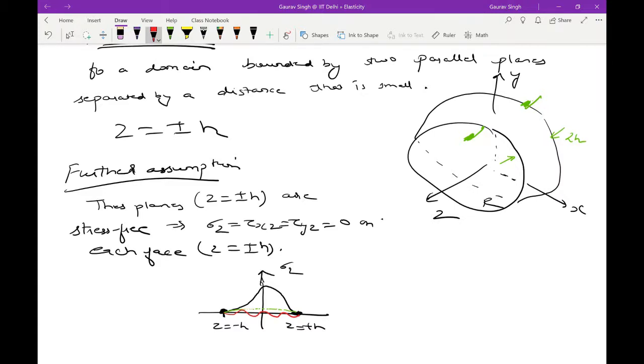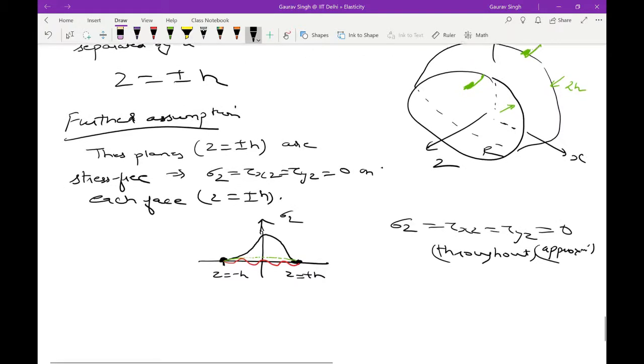Okay, so what is the reason that sigma z, tau xz and tau yz are taken as 0 throughout? It is highly unlikely that it will start from 0, go to some considerable value which is not 0, and then come back to 0. So it is approximated to be 0 throughout the domain. It is also an approximation, and it comes from the fact that you have a very thin specimen. Okay, the boundaries are very thin.